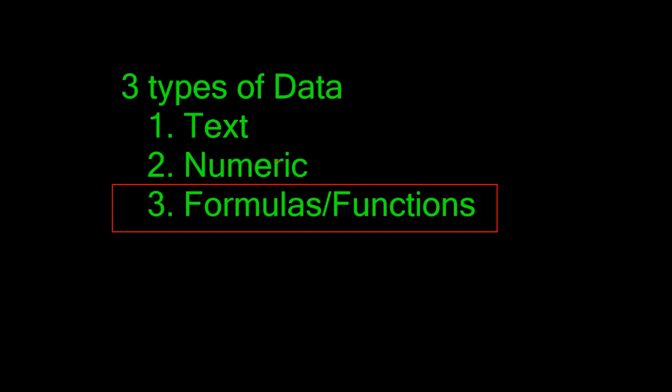I've explained what text is. Text is made up of all the alphabets, like when we type a name, a string of characters. Numeric data includes the numbers on which we can perform calculations. Whereas formulas always start with which symbol? You can tell me. Yes, you guessed it right. Equal to symbol. A formula or a function always starts with an equal to symbol.